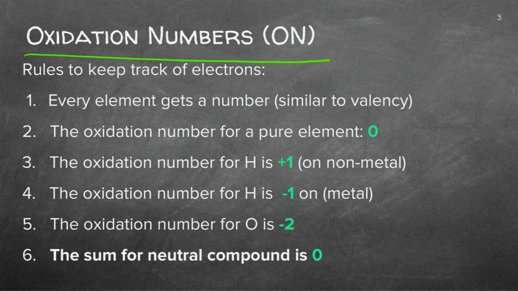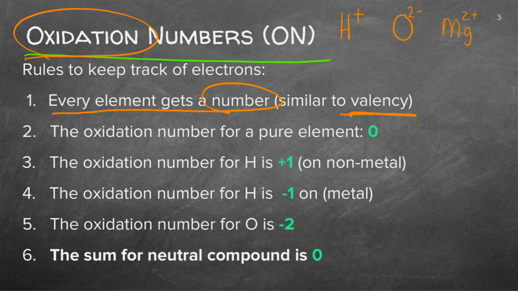The first rule is that every element now gets a number. It is similar to the valency, but not always the valency. So you have previously said hydrogen will be plus 1. You said oxygen will be 2 minus. You said magnesium will be 2 plus. So we have done that previously, and we are now going to apply those numbers in terms of oxidation numbers.